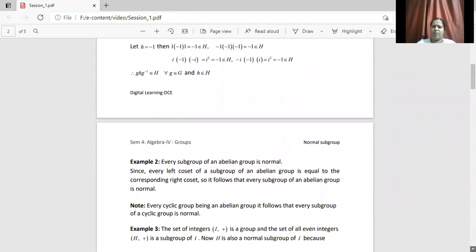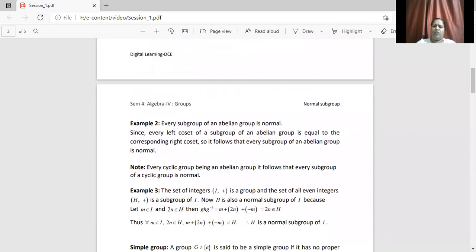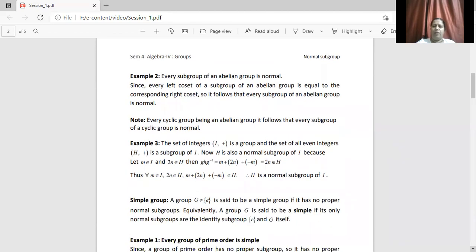We'll see one more example here. Every subgroup of an abelian group is normal. An abelian group is nothing but a commutative group, wherever a into b is equal to b into a. In the same way, how do we define a normal subgroup? It is nothing but if the left coset is equal to the right coset, g h is equal to h g. That condition is similar to your abelian group, that is a commutative group. Hence, we can say that every subgroup of an abelian group is normal.